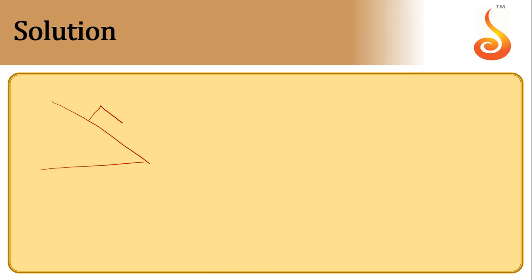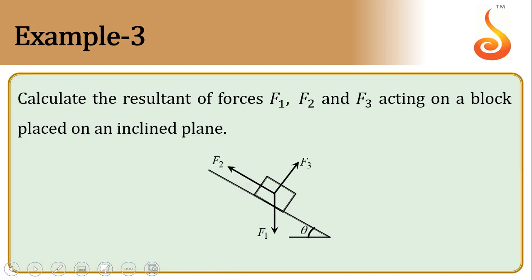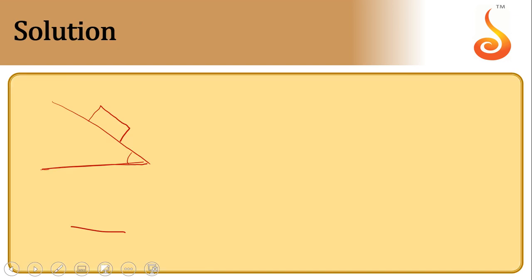This is the block, and what are all the forces? This angle is theta. F1, F2 and F3. This is F1, and this is F2 and this is F3. Let us choose to resolve them along the up the plane and down the plane directions.